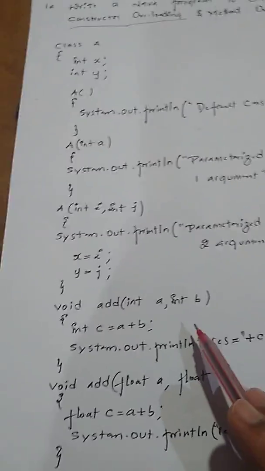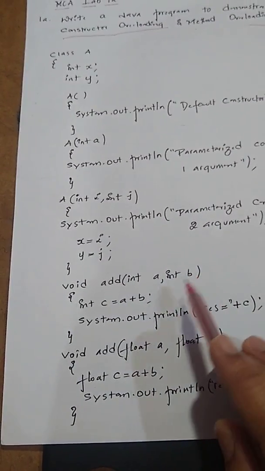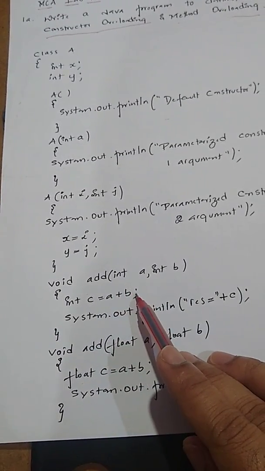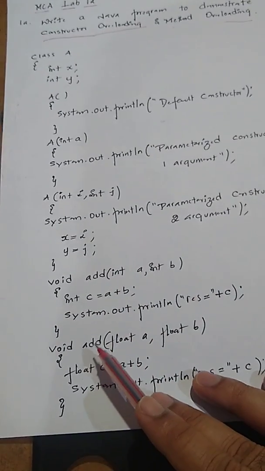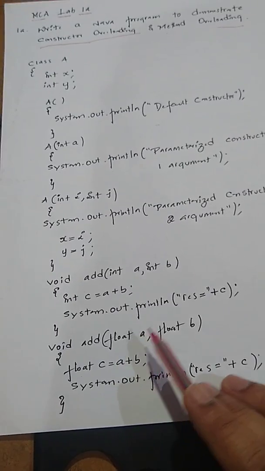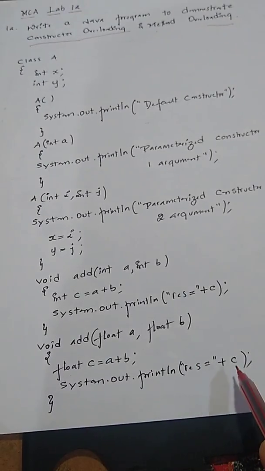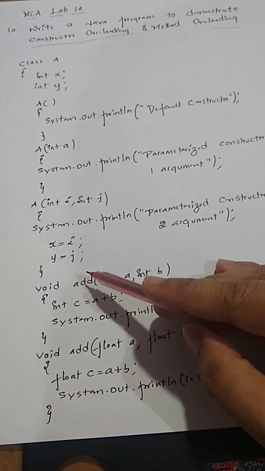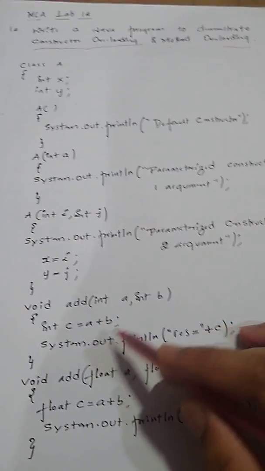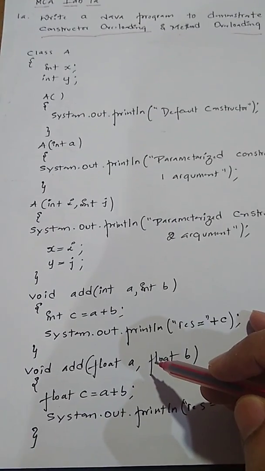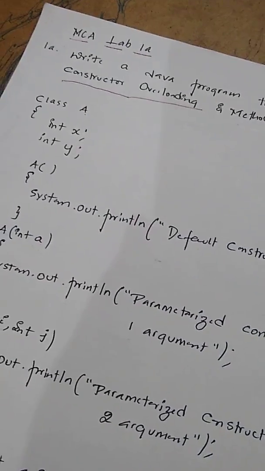Again, we have two more functions with the name add. Here I'm passing int a and int b. I'm adding the a and b values and printing the result. c is just a local variable, and a and b are the parameters. Then we have one more add function, which takes two floating point values, a as well as b. It adds them and displays the result here. Why is it called method overloading? Because it has the same name but different data types. That is called method overloading.